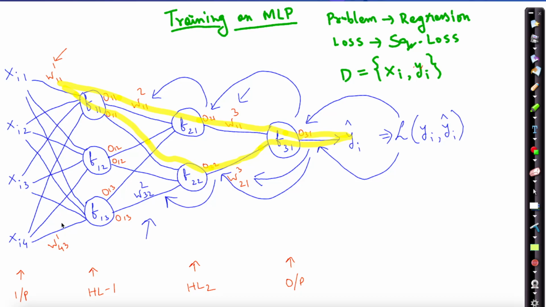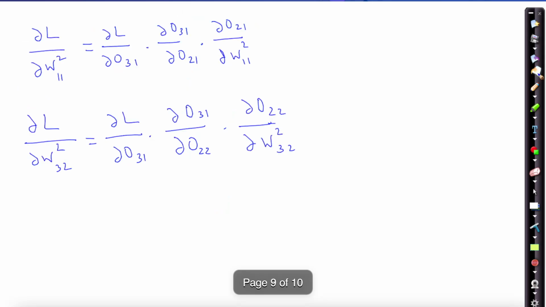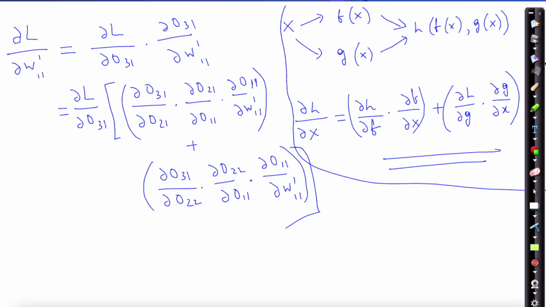For this one also, let's say W43, what will happen? One path is from here directly. So it will be L with respect to O31, O31 with respect to O22, O22 with respect to O13, O13 with respect to W143. Number one. Number two will be O31 with respect to O21, O21 with respect to O13, and O13 with respect to this, because this is the path this particular weight is following. Likewise. Okay, so I hope the concept is clear, right? So I'll leave it on you, because until and unless you write it on a copy, it will not be clear, to be very frank. Okay, you can find out all the weights similarly, right? It is very easy. Just if you have understood it, you can do it, right?